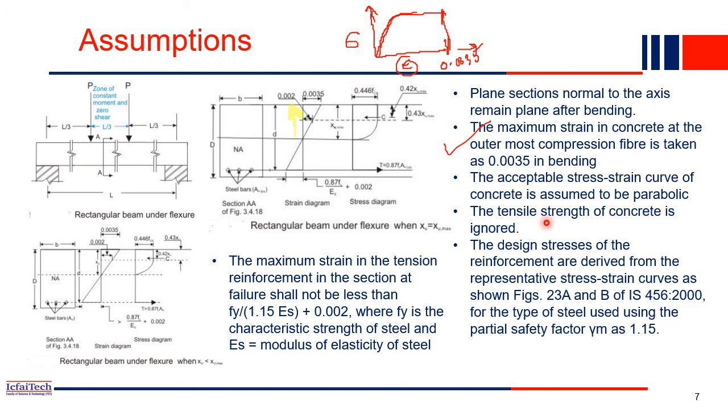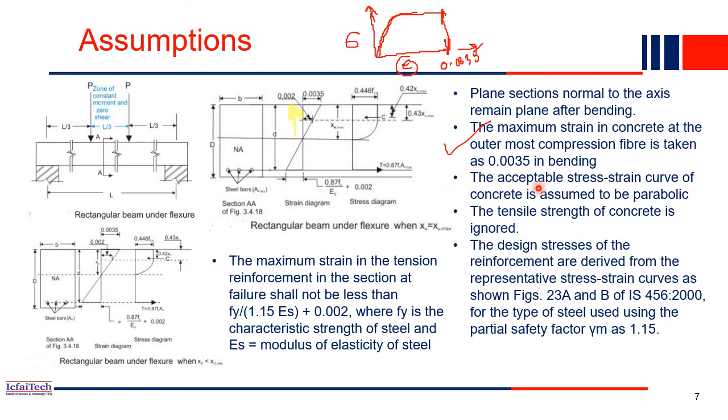Now what is our third assumption? Third assumption is the acceptable stress strain curve of the concrete is assumed to be parabolic. So if you see, this is the stress strain curve itself, because when you perform a stress strain experiment of a concrete block in a field or in a laboratory, you won't find the exact stress strain curve. If you perform many experiments, you will find a different stress strain curve for each concrete block. So what the code says is you can assume the initial portion of the concrete stress block as parabolic, and then it is straight. So that's what it said here.